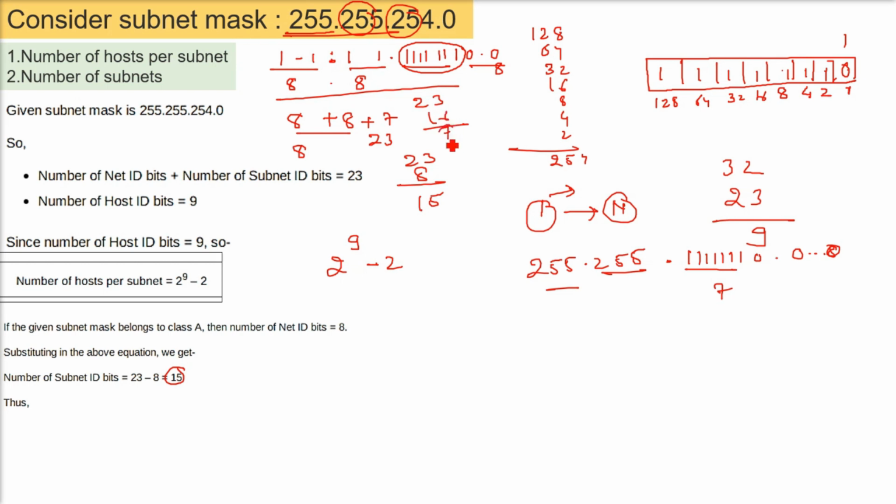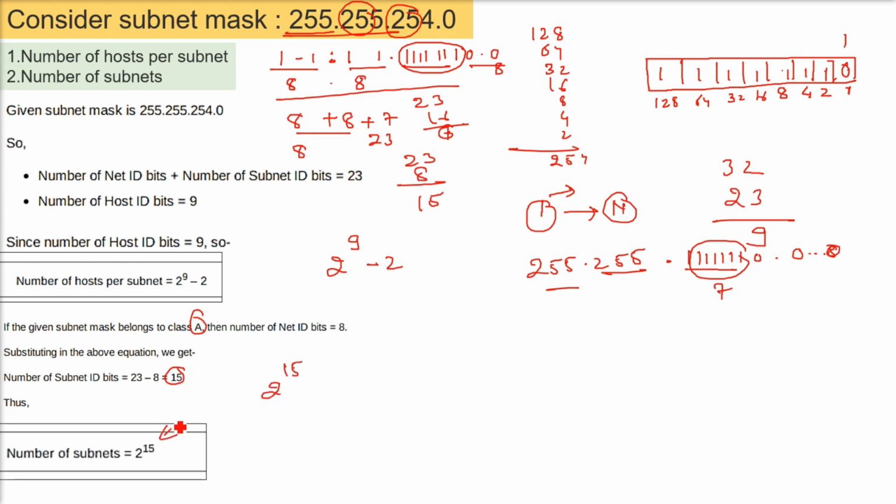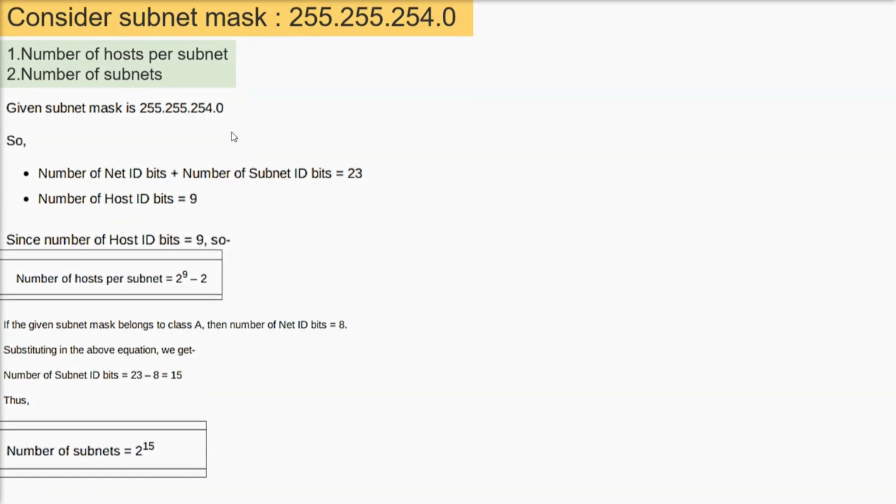Well, this will not correspond to that example, because the third octet is not 255. But if we assume it to be class A, the first octet is for network, so you have to subtract that, and it will be 15. 2 to the power 15 will be the number of subnets, if this is class A.